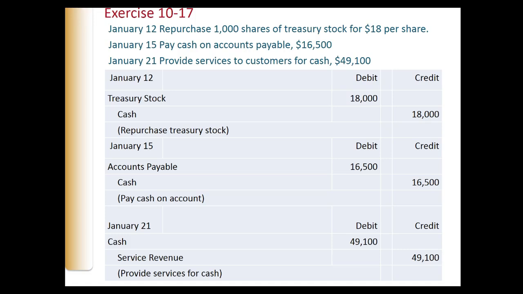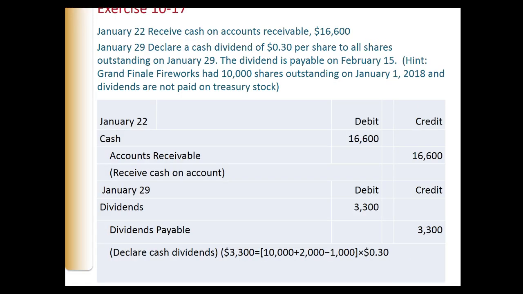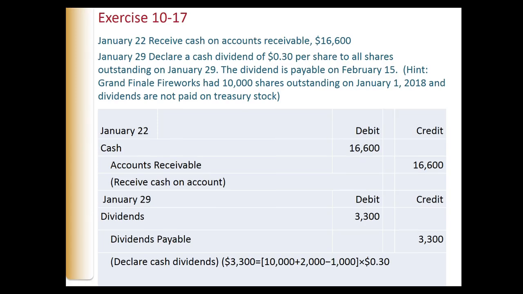January 21st, provide services to customers for cash of $49,100. We will debit our cash and credit service revenues for $49,100. Next, we receive cash on accounts receivable of $16,600. Here we will debit our cash for $16,600 and credit our accounts receivable. Again, we're reducing our receivable because they've given us the money.